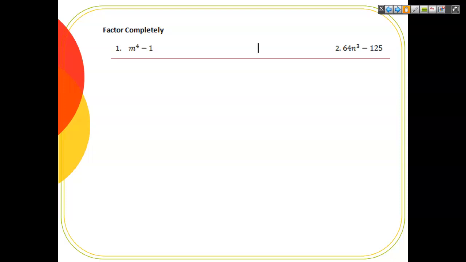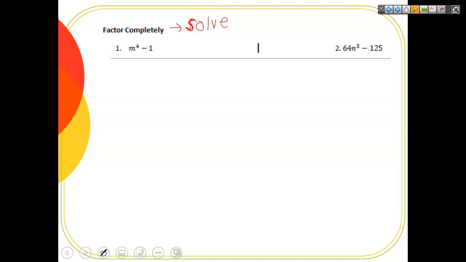A big part of chapter 6 is factoring and solving. So this is factor completely. I'm actually going to take it one step further with you. After we factor it, we're also going to solve, just so you can make that connection to everything.